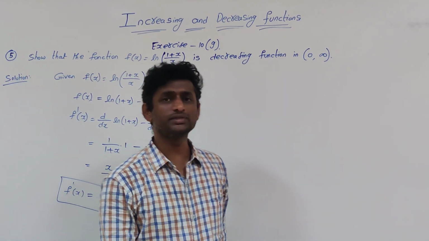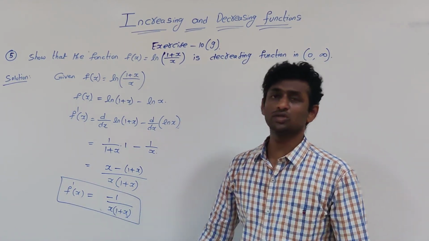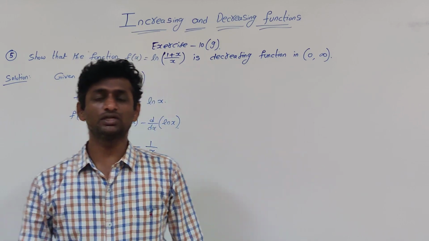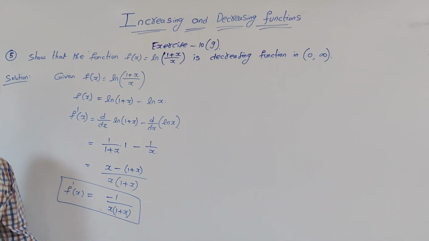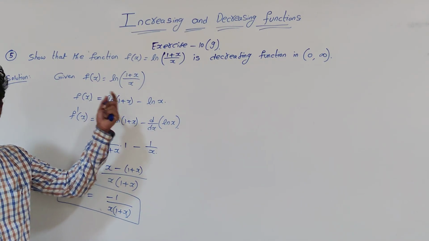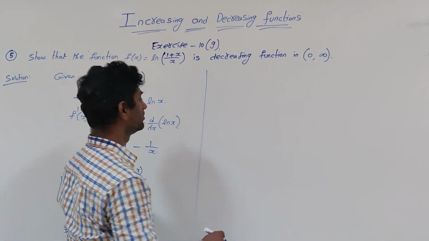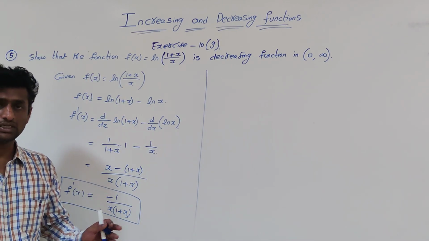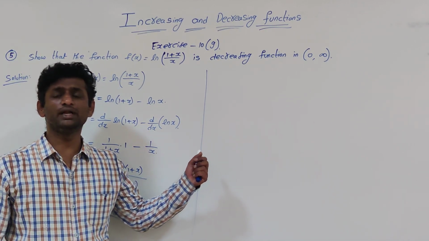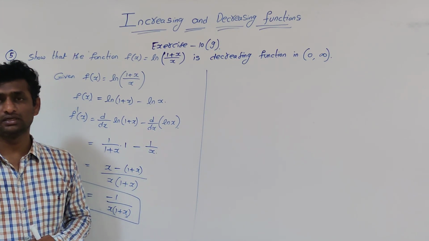Now what are the critical points? Where the derivative does not exist: if x is equal to 0 it does not exist, or x is equal to minus 1 it does not exist. Can we consider 0 and minus 1 as critical points in the domain 0 to infinity? No, because 0 is not included in the domain, and minus 1 is also not included in the domain. So we have 0 to infinity as the interval because there are no critical points. If there are no critical points, there is no need of dividing into subintervals. So we directly go for checking the sign of f dash of x.